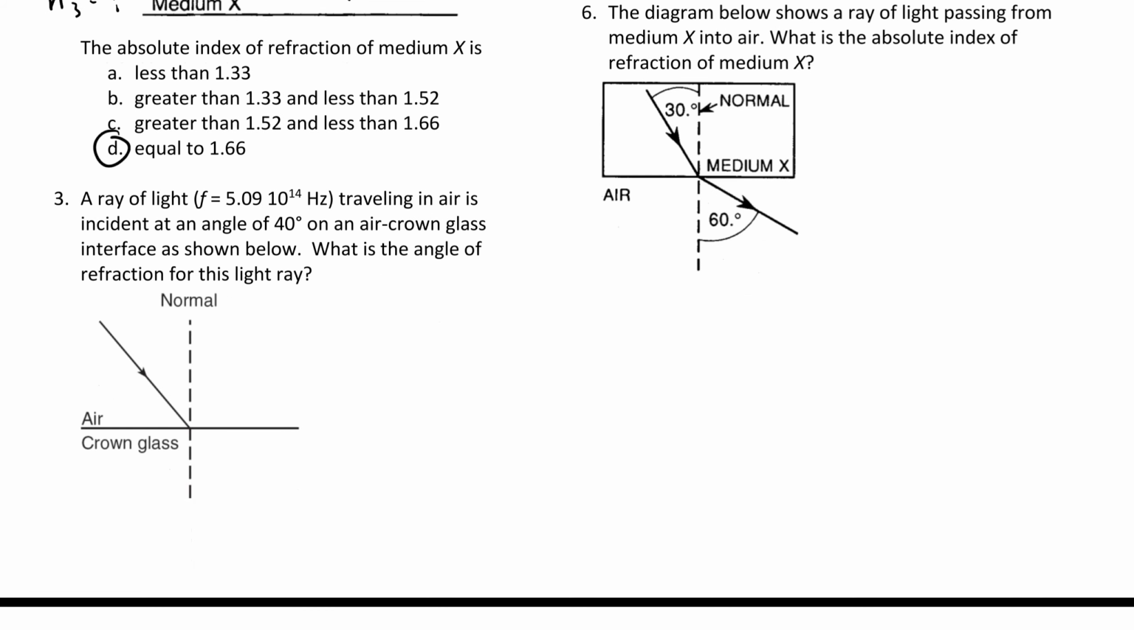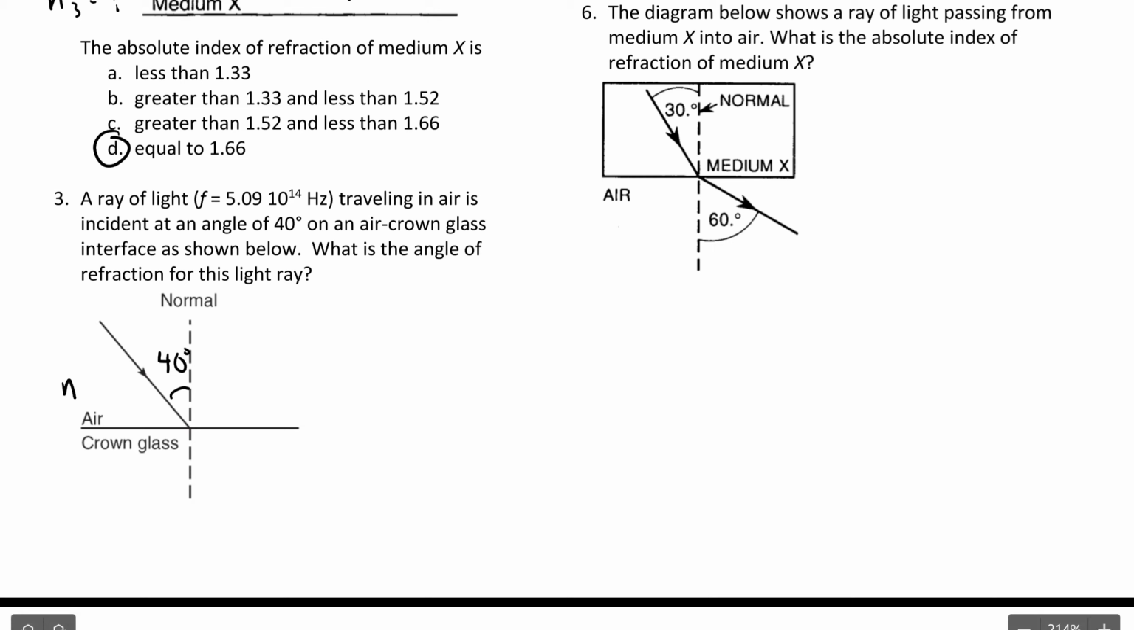Number 3: a ray of light, with that frequency in air, is incident at an angle of 40 degrees. As soon as I see that, I like to also draw in, okay, incident, 40 degrees right there. That's some information there. And it's an air-crown glass interface, which is just like this line here where the two mediums meet. That's the interface. Shown below. What is the angle of refraction for this light ray?